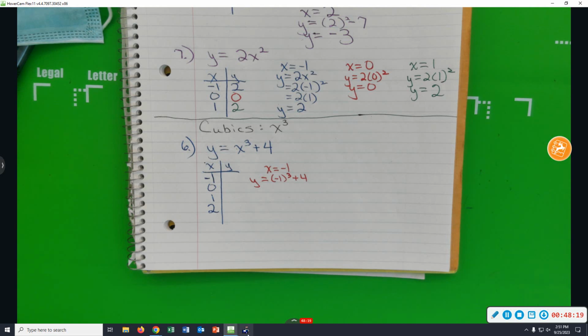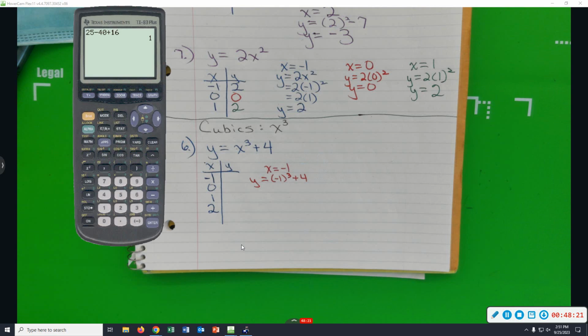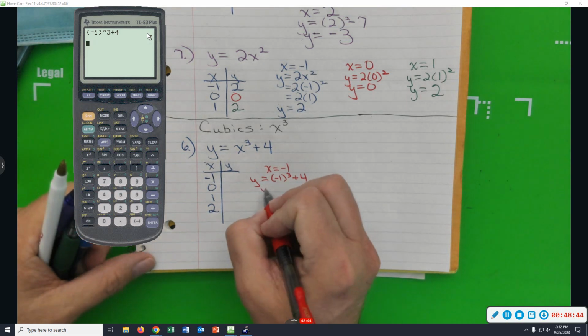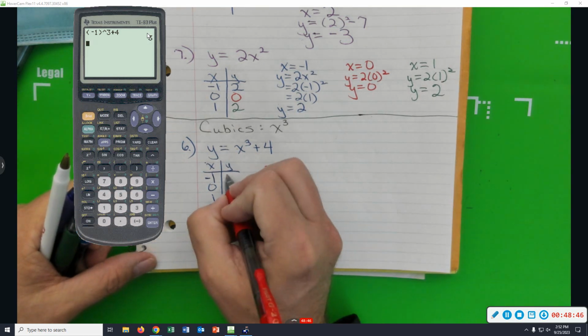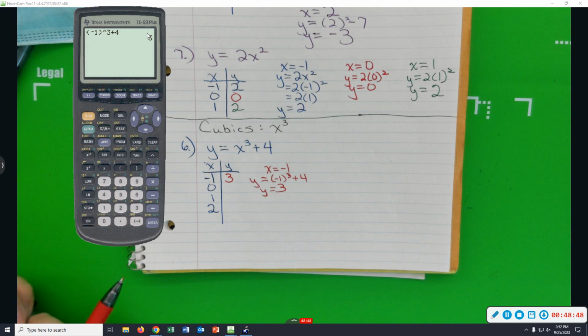And if you're punching that into your calculator, well, I guess in this case, if you didn't use the parentheses, you'd get it right just by luck, I suppose. -1 cubed plus 4. That gives us a -1 plus 4. That's a +3. So there's the first ordered pair.